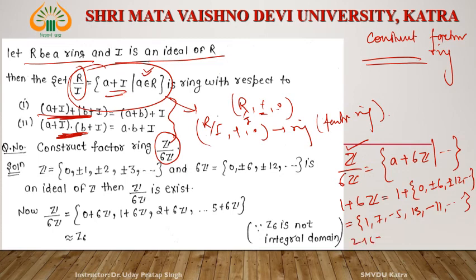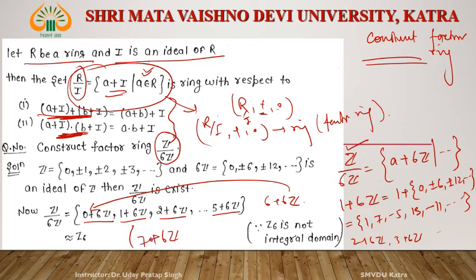Similarly 2 plus 6Z, 3 plus 6Z, and so on. So Z by 6Z is 0 plus 6Z, 1 plus 6Z, 2 plus 6Z, up to 5 plus 6Z. And what is 6 plus 6Z? 6 plus 6Z is nothing but 0 plus 6Z. 7 plus 6Z is nothing but 1 plus 6Z. So this contains only 6 elements, so this is isomorphic to Z6 also.